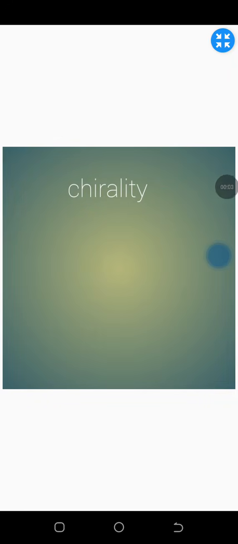Okay, guys, so now let's just look at one concept under organic chemistry. Under organic chemistry, there is a concept of chirality. This is pronounced as chirality. This is where we determine whether the structure is chiral or not chiral.